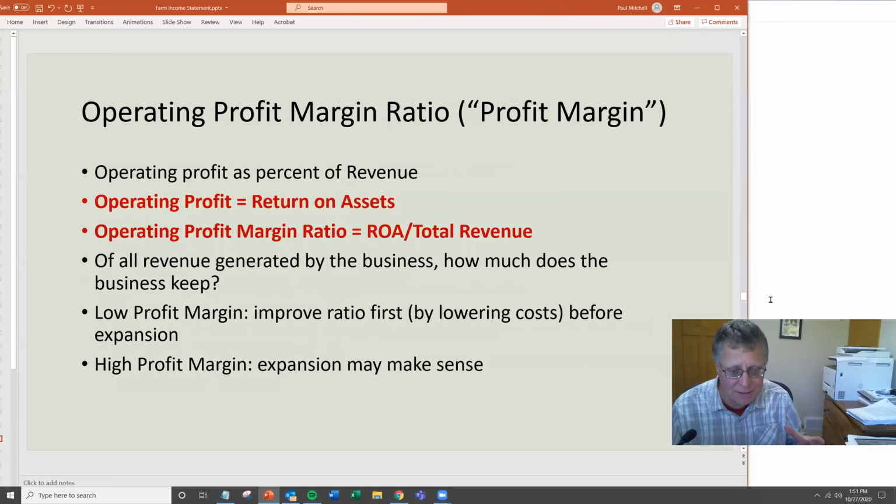Not the equity owners or the banks or anything, just the business. If you have a low profit margin, you probably want to improve it first by lowering your costs before you think about expansion or anything like that. Or you need to be a better manager and figure out what am I doing wrong. Do I need to get better prices for things I'm selling, or do I need to reduce my costs? I'm too high cost. But if you have a high profit margin, maybe expansion does make sense. If your profit margin is 30%, maybe I could add more acres, add more cattle, add more cows.